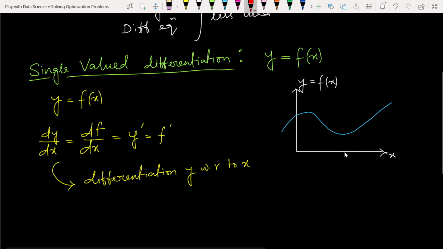If we have a value x1 and another value x2, the function value at x1 is y1, and the function value at x2 is y2. The function value will be here.